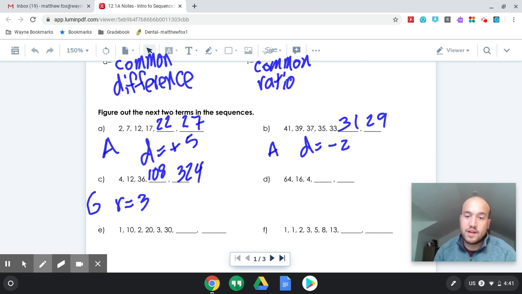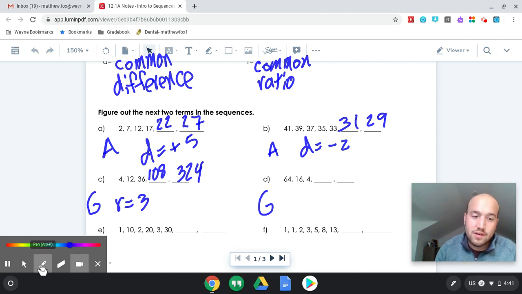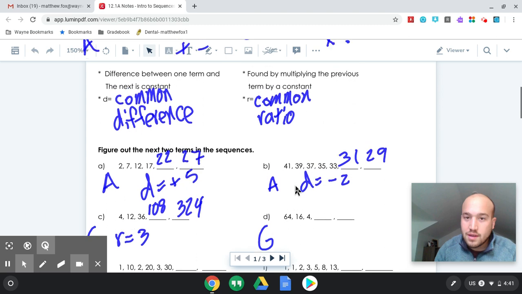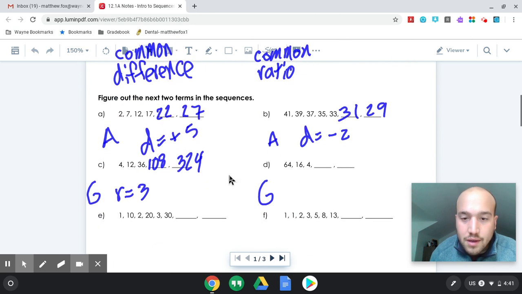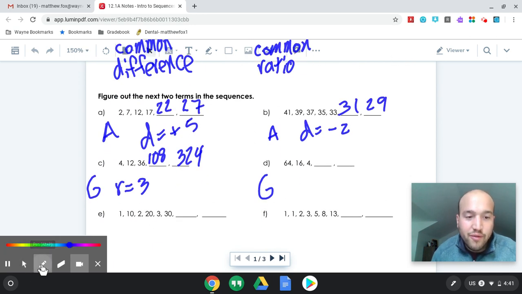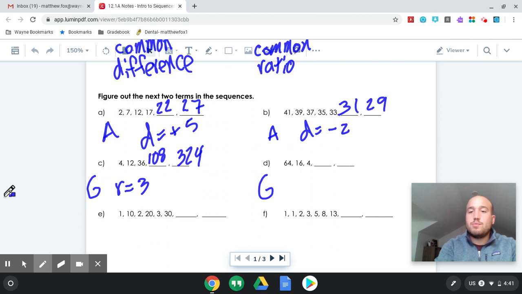Now, our next one, letter D. This is another example of a geometric sequence. So I'm going to put a G. 64, then 16, then 4. Some of you might notice each time we're dividing by 4. But as we said earlier, let's scroll back up. Our geometric sequence is found by multiplying the previous term by a constant. We always want to multiply. Okay, so rather than dividing by 4, we can still get this by multiplying.